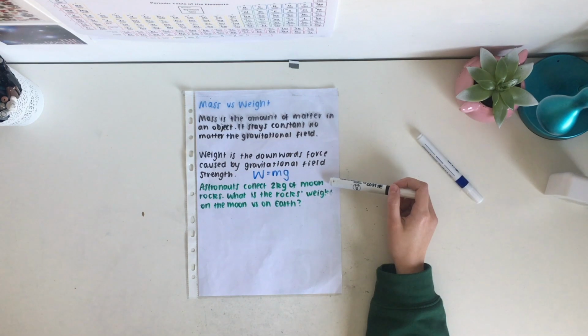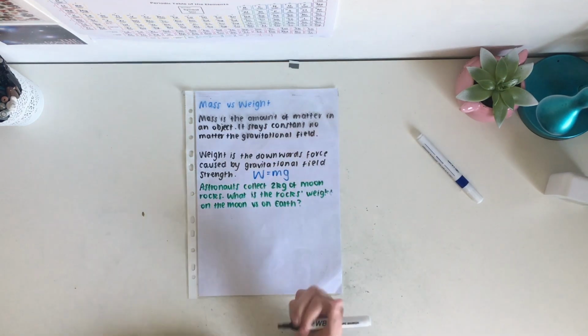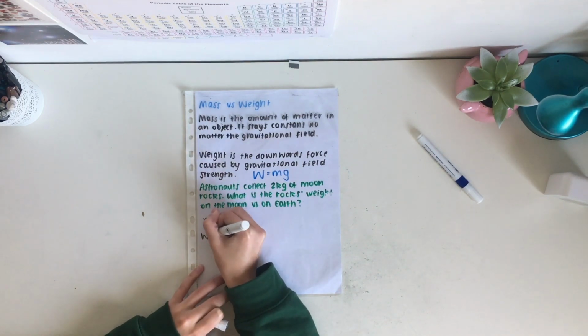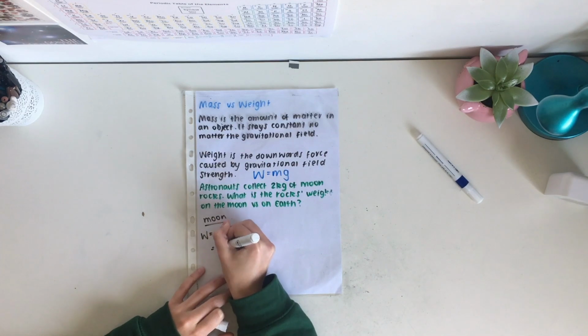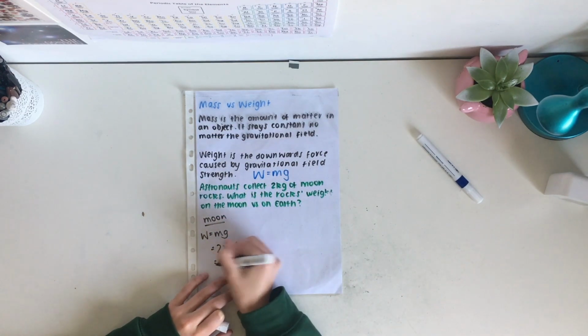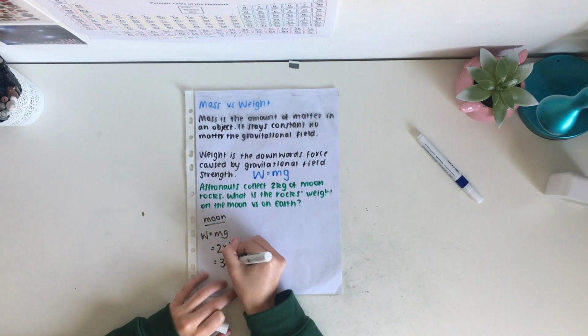Astronauts collect 2 kg of moon rocks. What is the rock's weight on the moon versus on Earth? So, let's start with on the moon. On the moon, W equals mg. The mass is 2 kilograms because it's not going to change, and our g value is 1.6. This gives us a weight of 3.2 newtons.